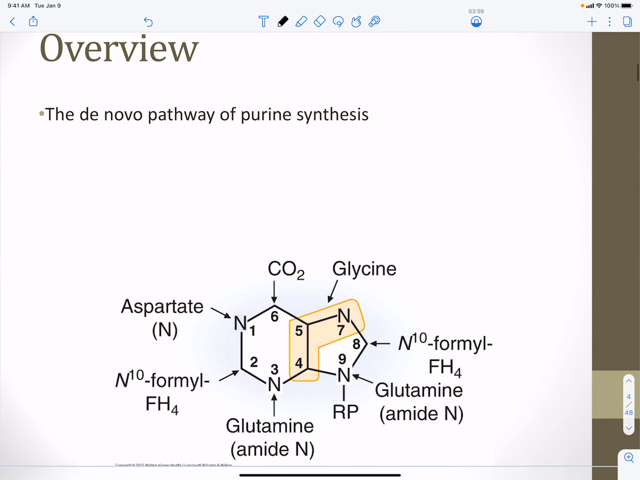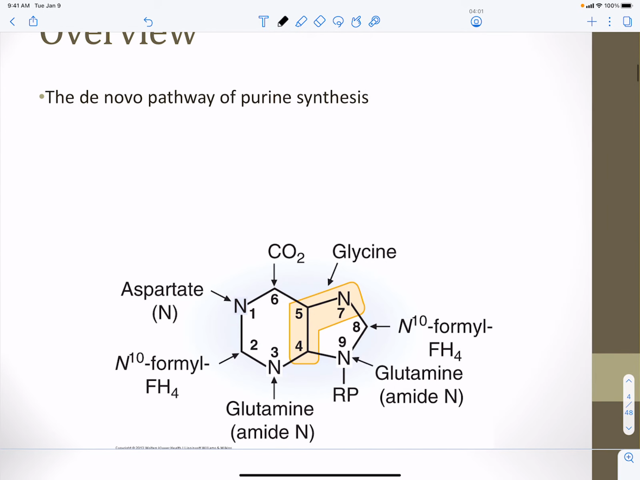Now, the de novo, or synthesis from scratch, of purine synthesis is going to be very complex. So it's a complex process, highly regulated. It's going to have 11 steps. It's going to require 6 ATPs for every purine that's made. And the precursors are shown here.